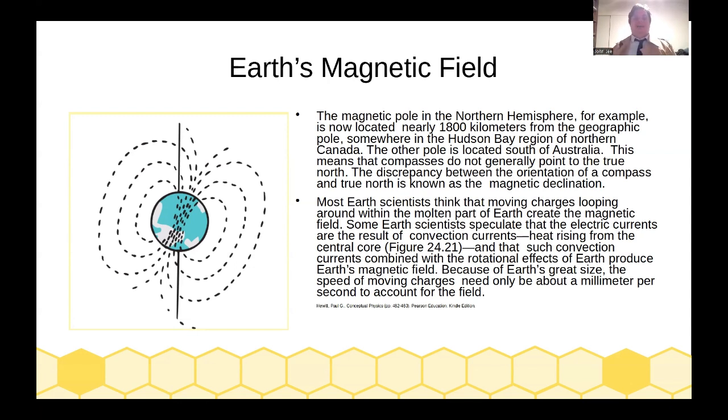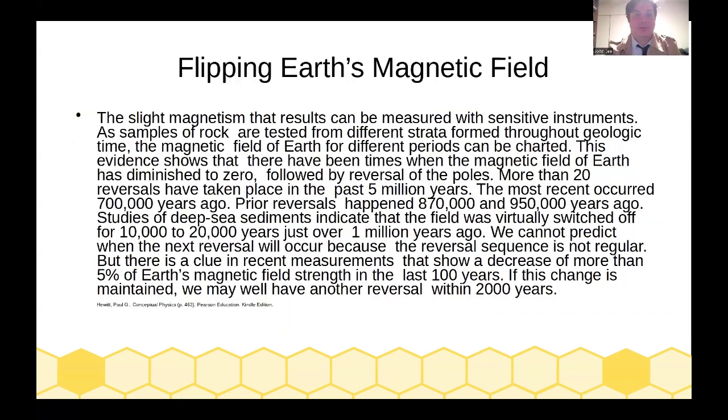The discrepancy between the orientation of a compass and the true north is known as magnetic declination. Most Earth scientists think that moving charges looping around within the molten part of the Earth create the magnetic field. Some Earth scientists speculate that the electric currents are the result of convection currents, heat rising from the central core, and that such convection currents, combined with the rotational effects of Earth, produce Earth's magnetic field. Because of Earth's great size, the speed of moving charges need only be about a millimeter per second to account for the field that we see. We will also see that Earth's magnetic field is not a constant thing. It has been moving, and it does tend to flip in relatively short geological timescales.